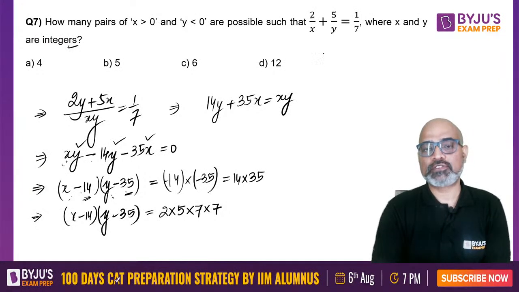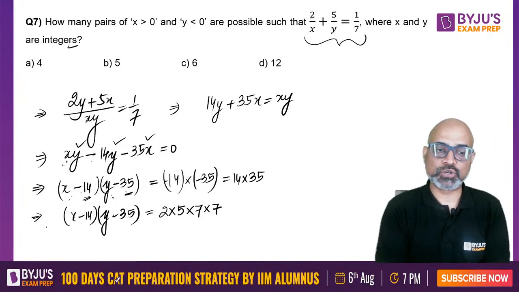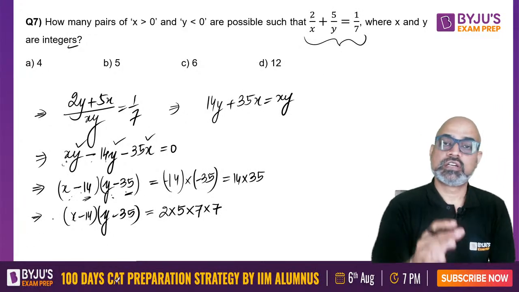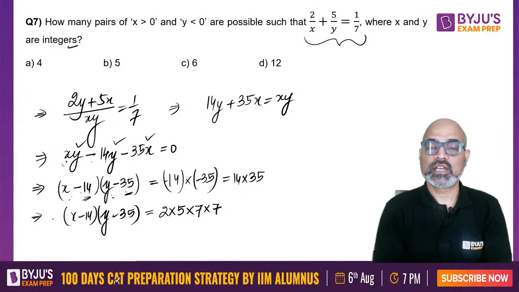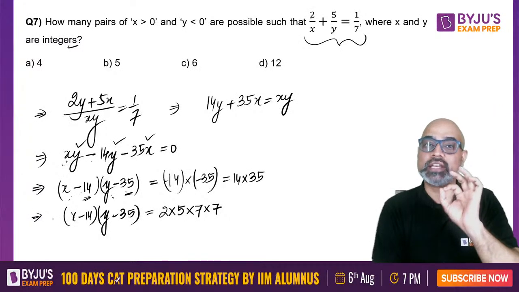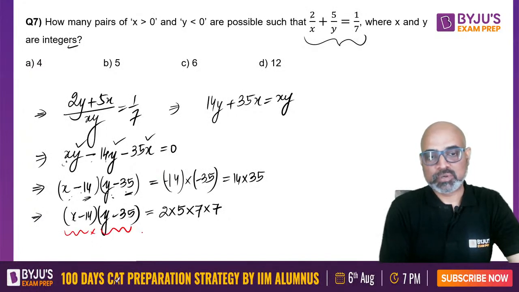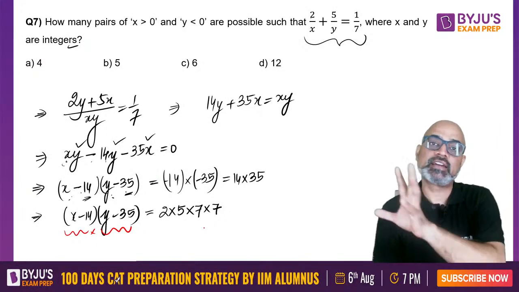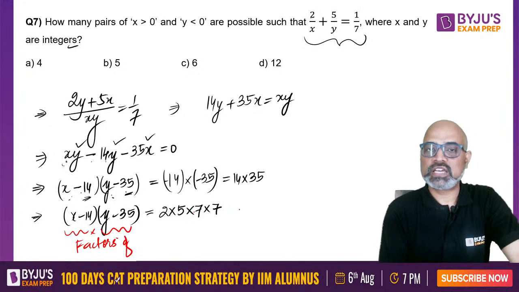So whenever you have an equation in defined time, you go slowly and your target is to reach here. Some bracket into some bracket is equal to a number. Now this question may look like a question on algebra, but it's actually a question on numbers. What number into what number will result in a given number? Can I say these two numbers, they need to be factors of 2 into 5 into 7 into 7.